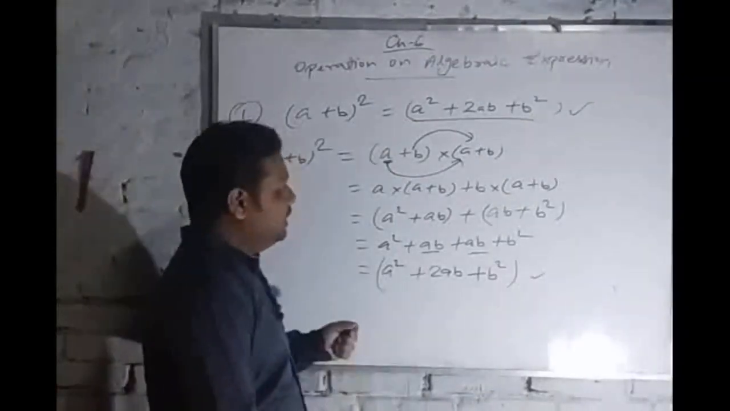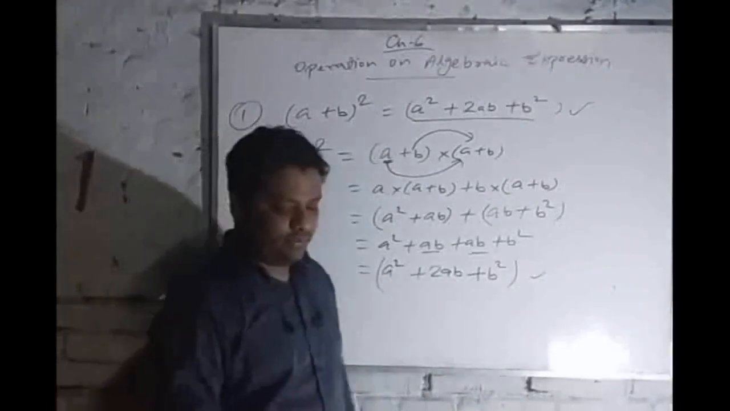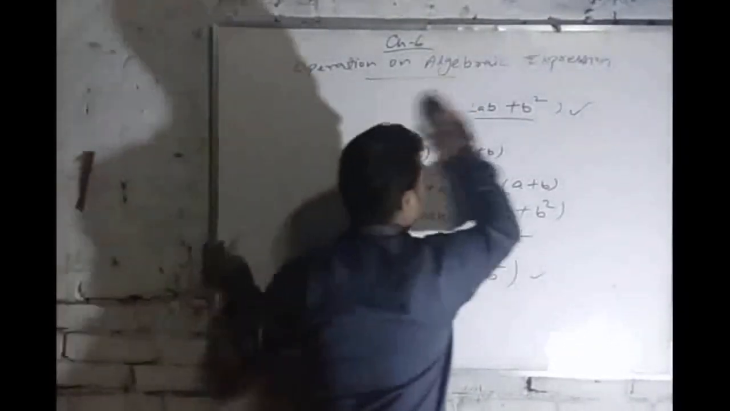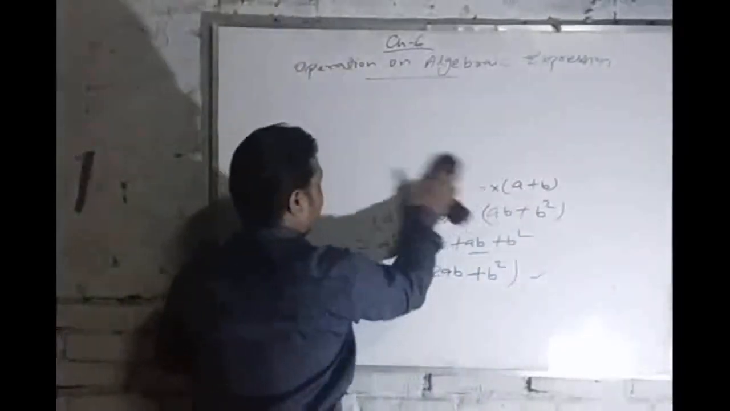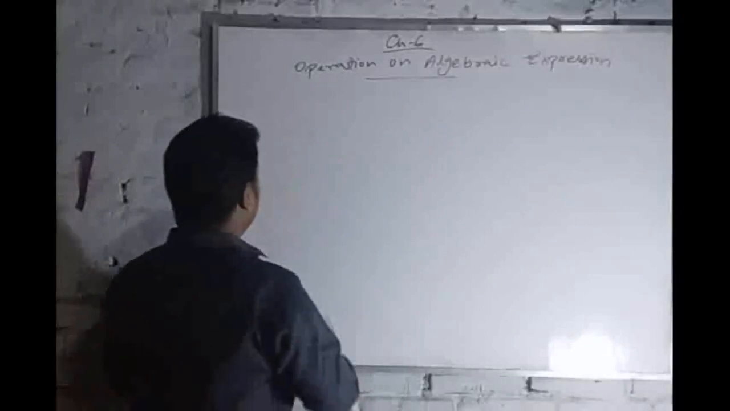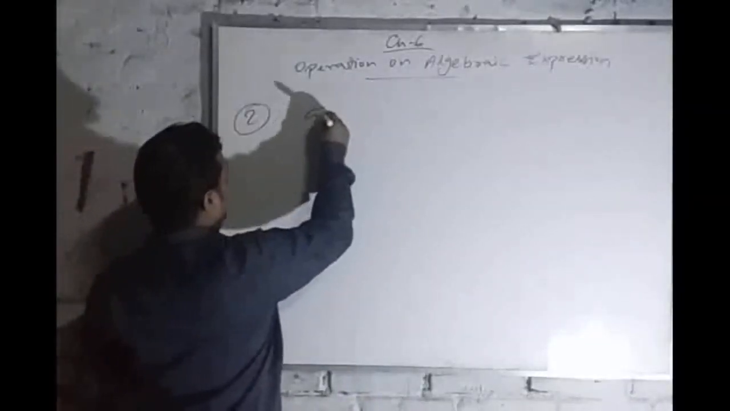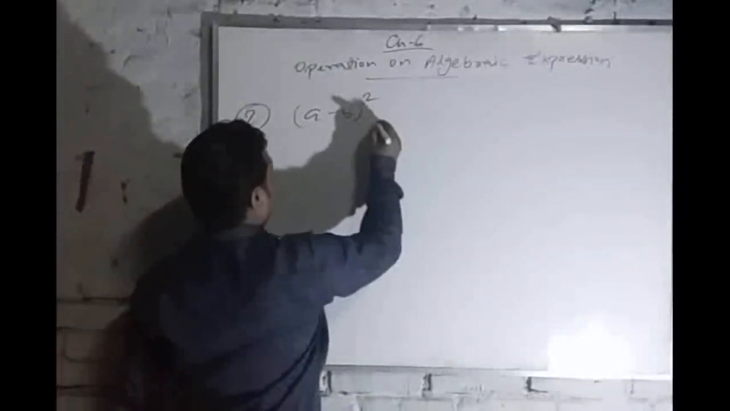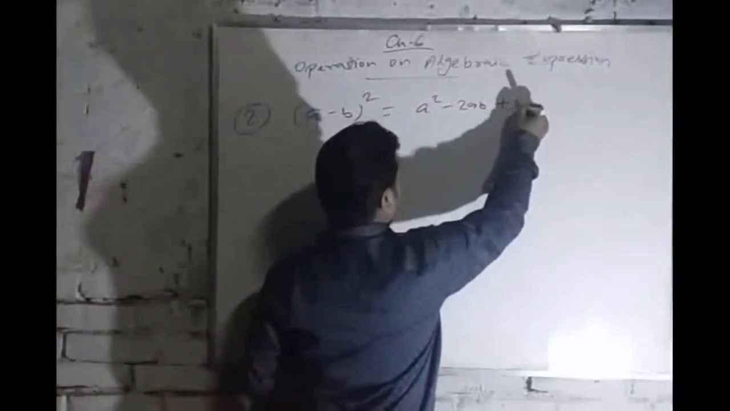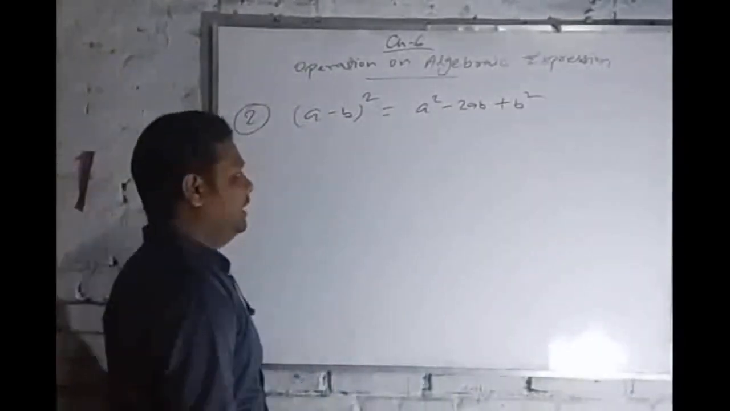So let's start the second identity. The second identity is (a − b)² = a² − 2ab + b². Again we will prove it.